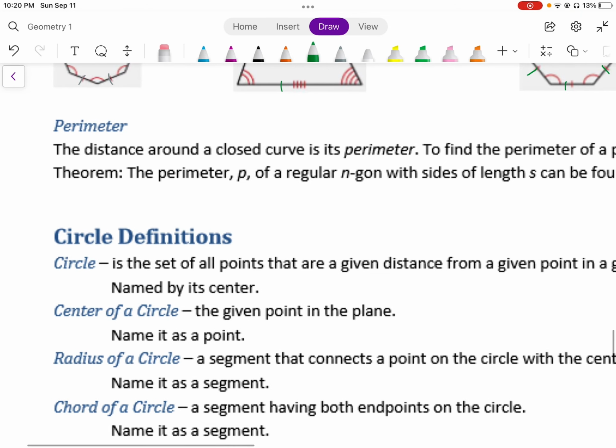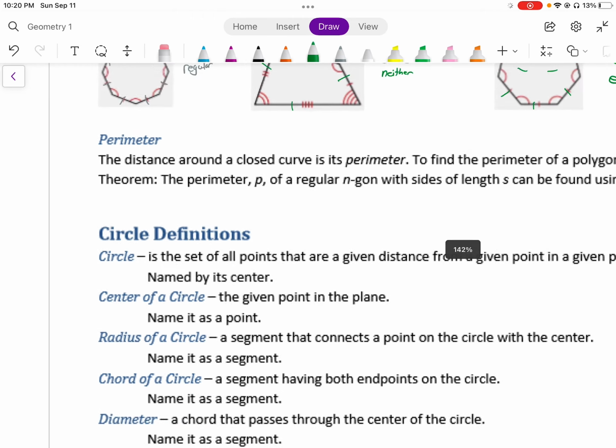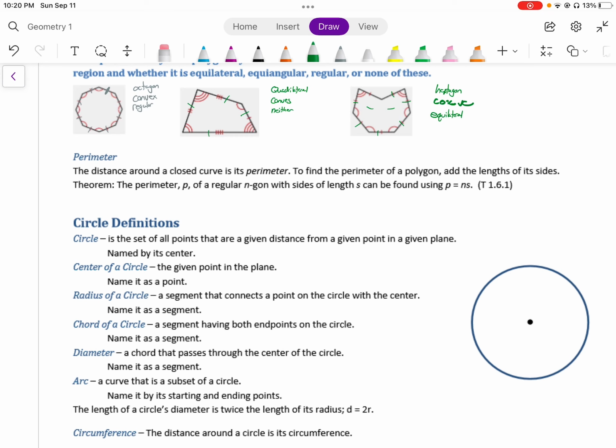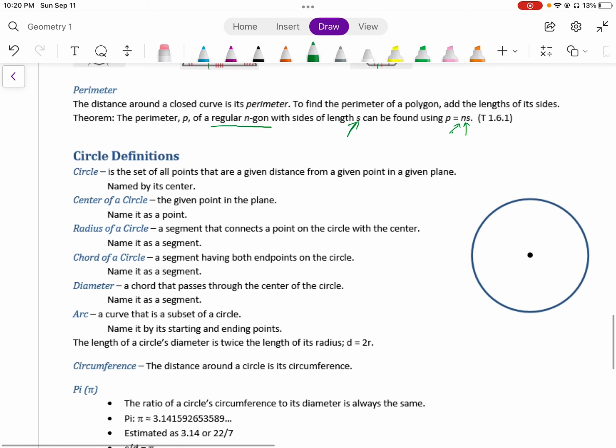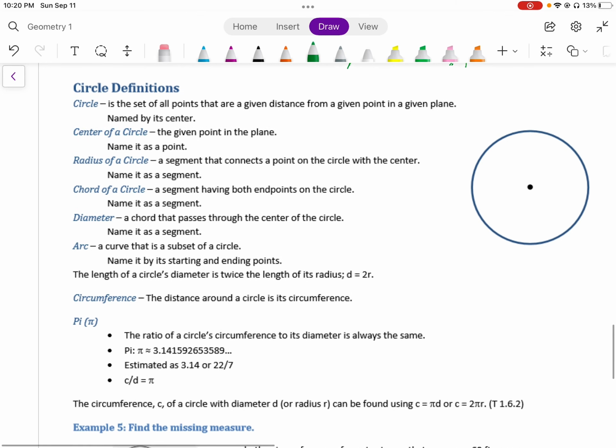Perimeter, the distance around a closed curve, is called its perimeter. To find the perimeter of a polygon, add the sides. If it's a regular polygon, you just take the length of one side and multiply it by the number of sides. So, number of sides times the length of one side. Nice and simple. And then we have circles.